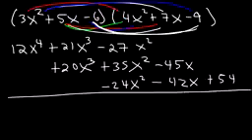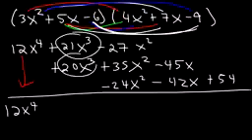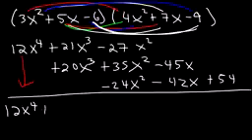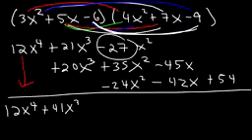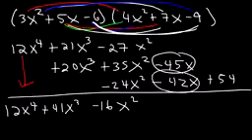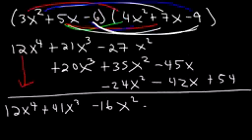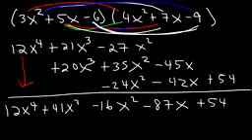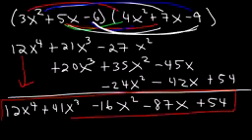So let's add. So this, we're just going to bring it down. The first term is 12x to the fourth. Now let's add these two. 21 plus 20 is 41. Negative 27 plus 35, that's positive 8. 8 minus 24 is negative 16. And negative 45 plus negative 42, that's negative 87. And so this is the answer. That's how you can FOIL two trinomials together.